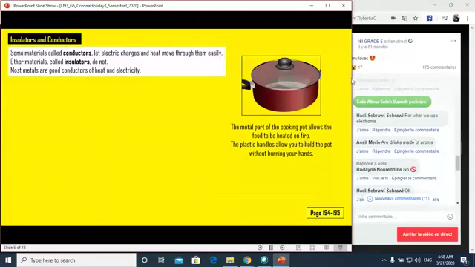Take a look at this. This cooking pot has 2 parts. It has this metal part in here, and the handle is plastic. Why? The metal part conducts heat, it conducts electricity, it conducts fire. But the plastic doesn't, so we can hold it. So insulators and conductors work together in almost everything around us.